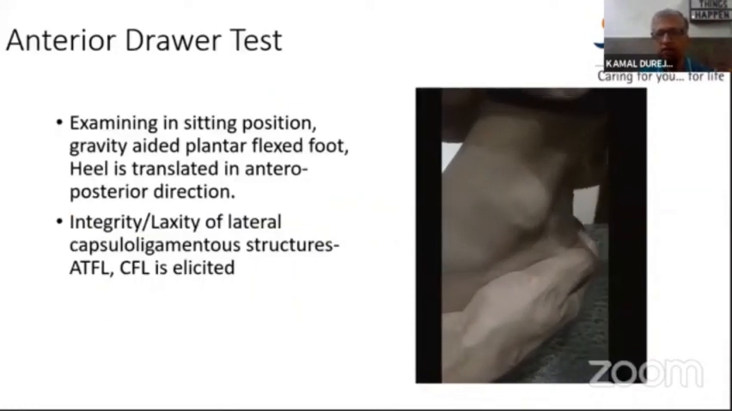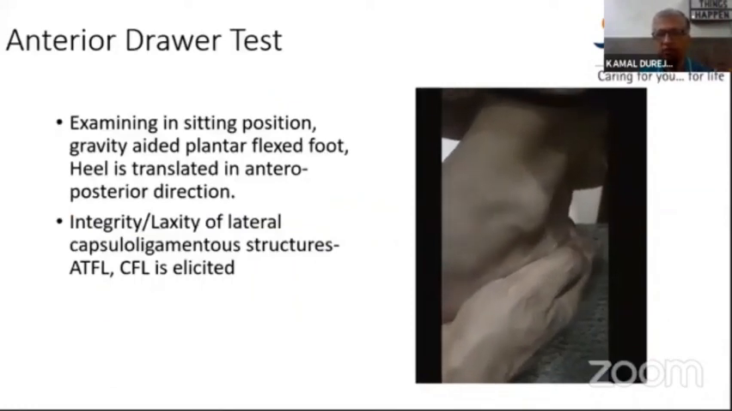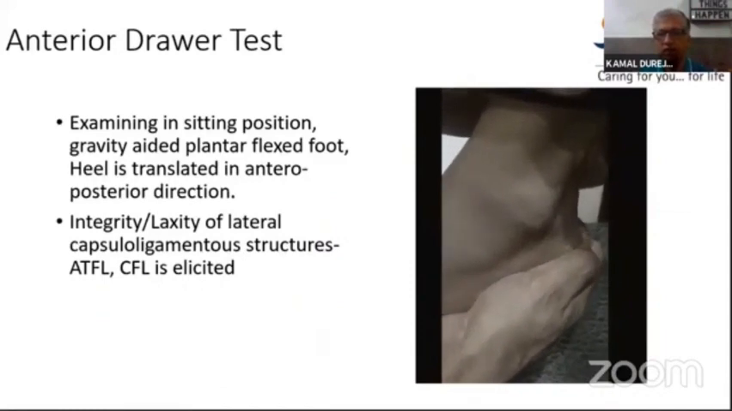Anterior drawer test. See the dimpling which is happening by moving the whole hindfoot anteriorly on the tibia while stabilizing the leg at that time. So this is a very important test to check the integrity of the lateral capsuloligamentous structures like your anterior talofibular ligament and calcaneofibular ligament.